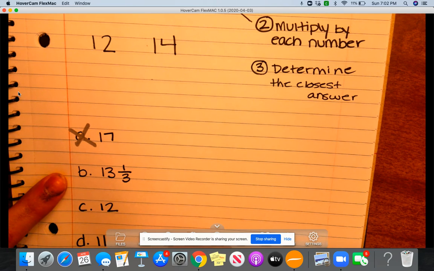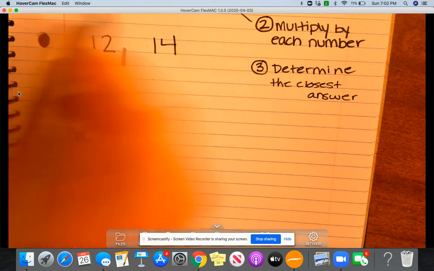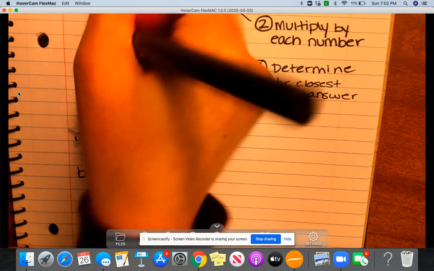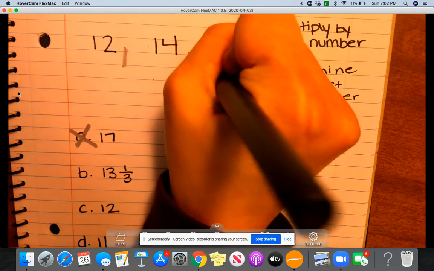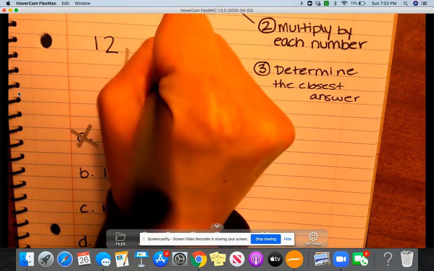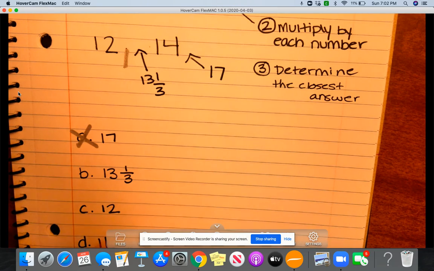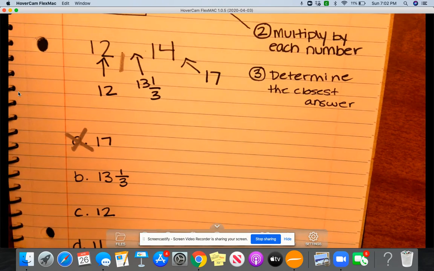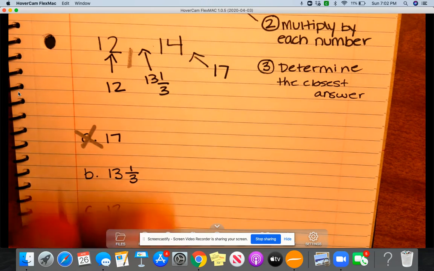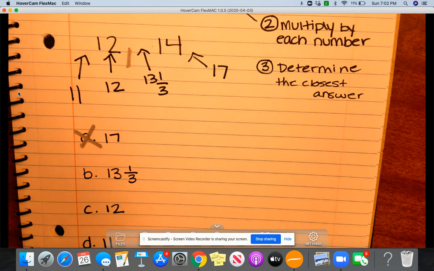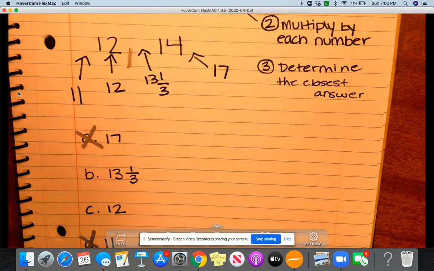13 and 1/3 could be the answer. That's between 12 and 14. So we know that 17 is too big. We know that in here is going to be 13 and 1/3. What about 12? Oh, well, this is 12. Here's 12. And 11. 11 would be over here, right? So we know the answer can't be 11. It's too small.